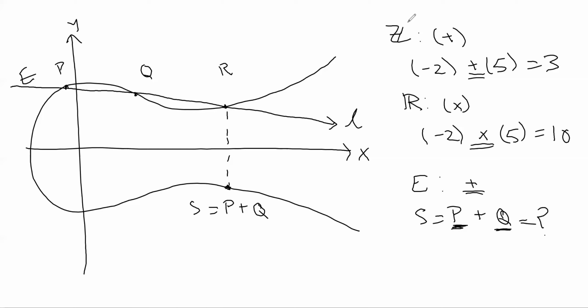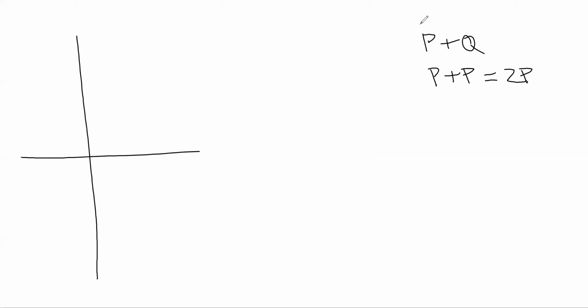That point is P plus Q. Okay, and this begs the question: we know what P plus Q is when they're distinct points. What about P plus P? So what about 2P? And we can also do that.